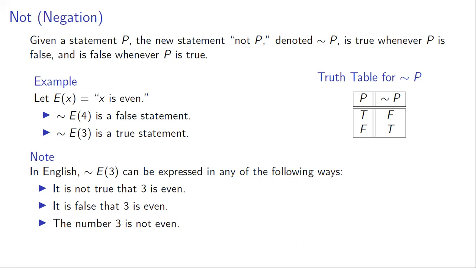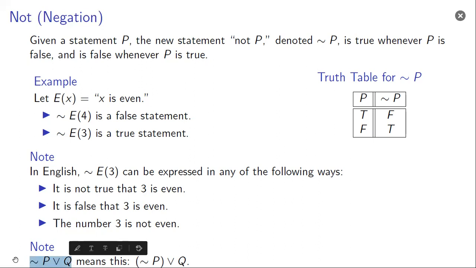Another note is regarding order of operations. Let's say I have something like not P or Q. What does it mean? Does the not just apply to the P, or does it apply to the P or Q? In other words, do you have parentheses around the P or Q or not? By default, not P or Q means (not P) or Q. It does not mean not (P or Q). That would not be correct.